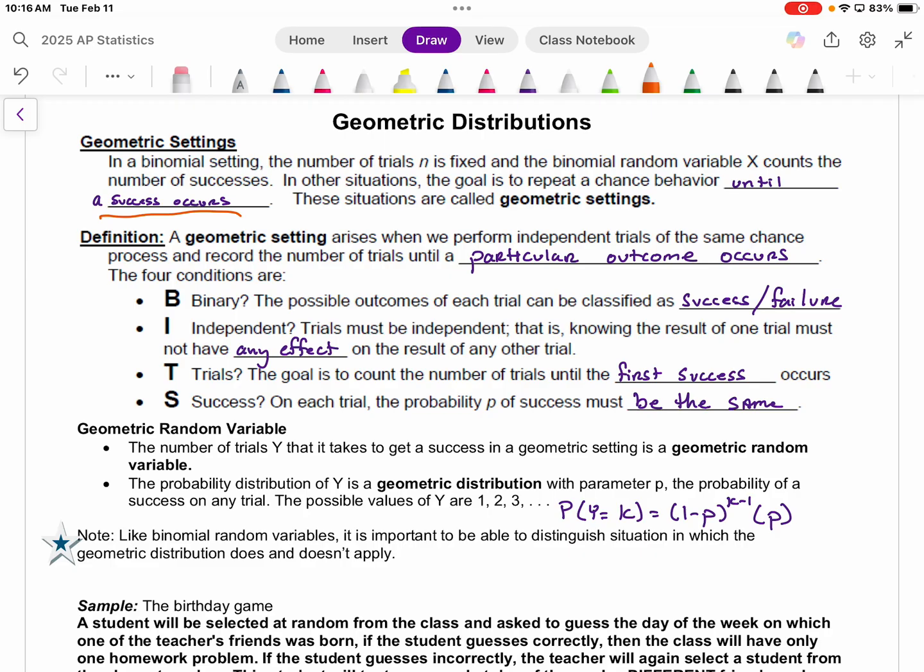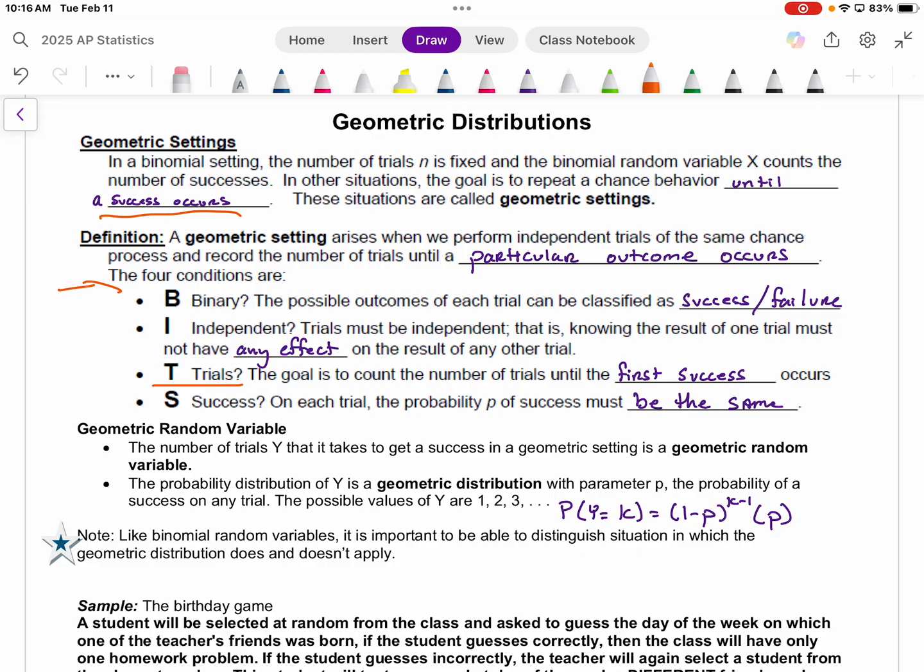So there are 4 conditions for checking for the geometric. We changed our acronym from BINS to BITS. The binary is still the same. Is it basically success or failure? Those are the 2 possible outcomes. Independent. One trial is independent from the other, knowing that whatever happened has no effect on the next one. Now here's the difference. Instead of having a fixed number of trials, it's open-ended. It's open until we get the first success.